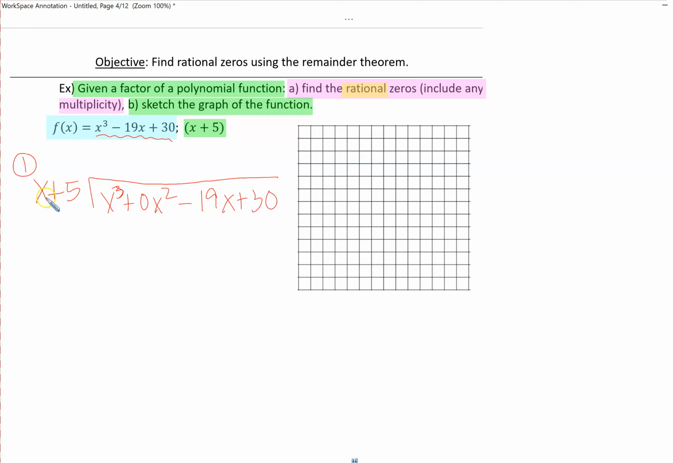So then we take our x, and in the division step we figure out what times x equals this x cubed term that we have at the front, which is x squared. So I'm going to put that there. Then we will distribute the x squared, multiply it times the x plus 5, which gives us x cubed plus 5x squared.